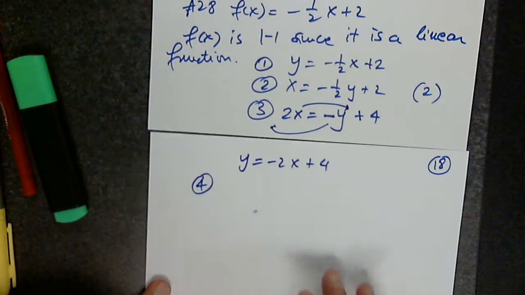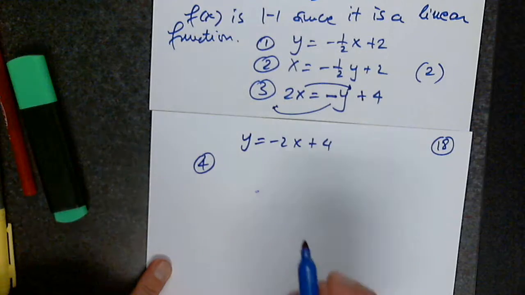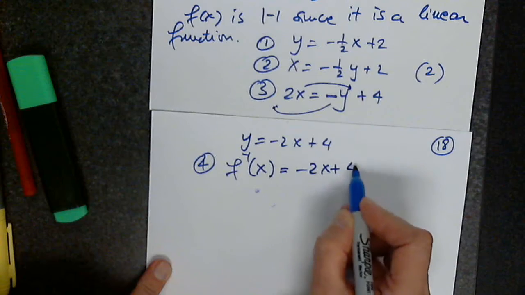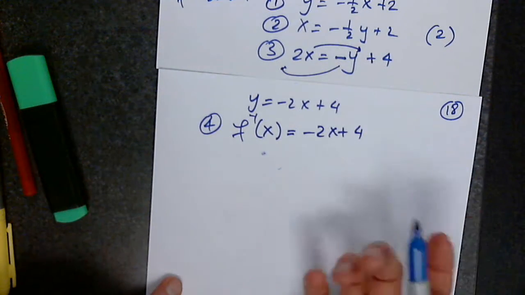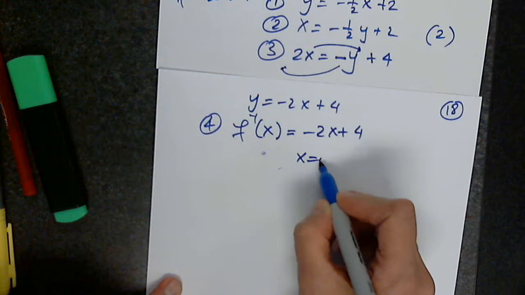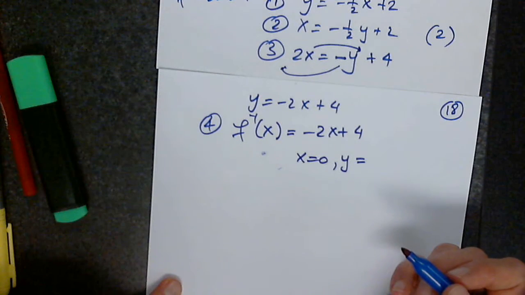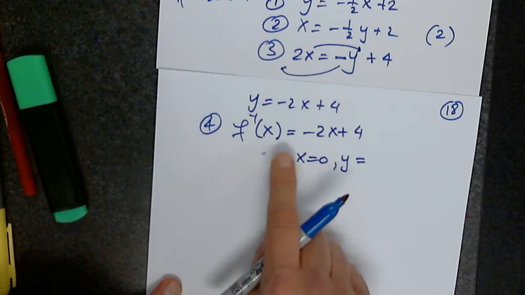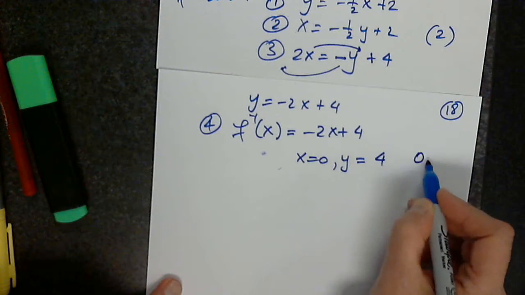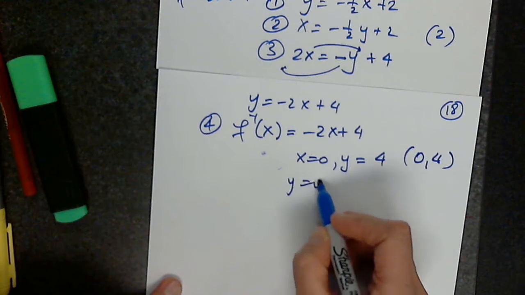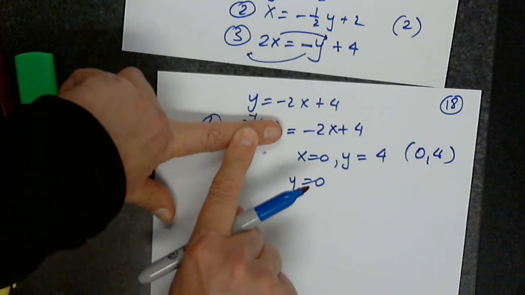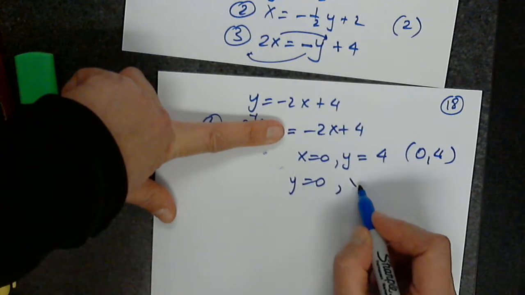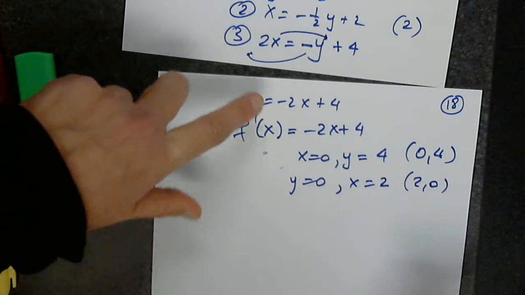And the final and the fourth step is f inverse of x, yes, is negative 2x plus 4. Perfect. So let's graph the inverse. When x is 0, y is? Let's graph the inverse. When x is 0, y is 4. So the ordered pair is 0, 4. When y is 0, this is 0. I suggest move negative 2x to this side. Very good. And x equals 2. So then 2 comma 0.